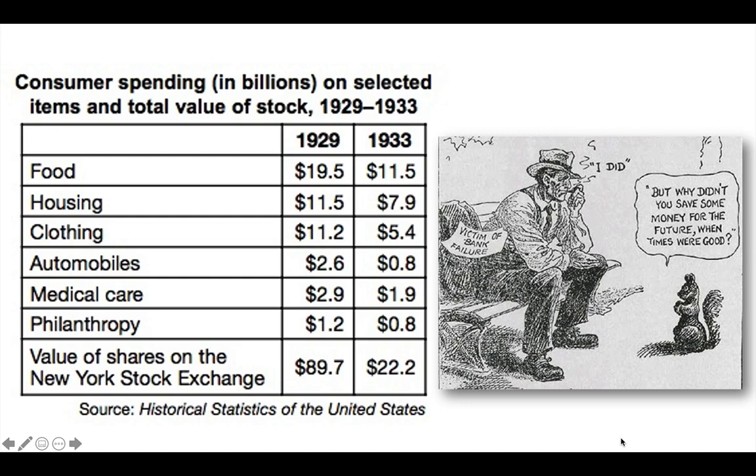Look at automobiles. You think you're going to buy a car when you're terrified whether or not you're going to be employed next? Heck, you think you're going to treat yourself to a new outfit? Look at the clothing numbers. From 11.2 to 5.4 billion. You're not going to be buying clothes. You're going to save all your money, right? You're not going to spend it on a new outfit. Hey, I'll make do with what I got.